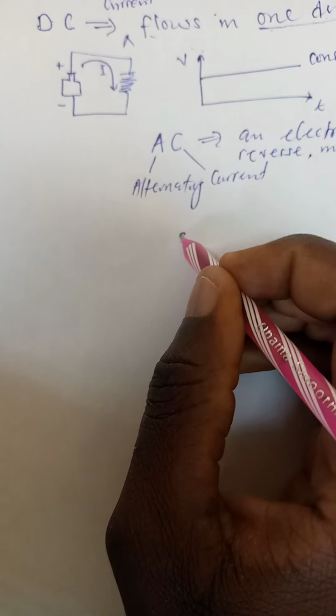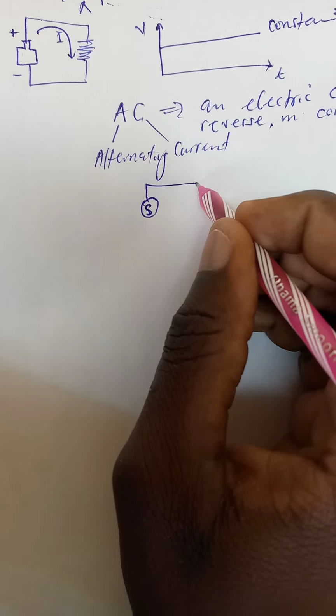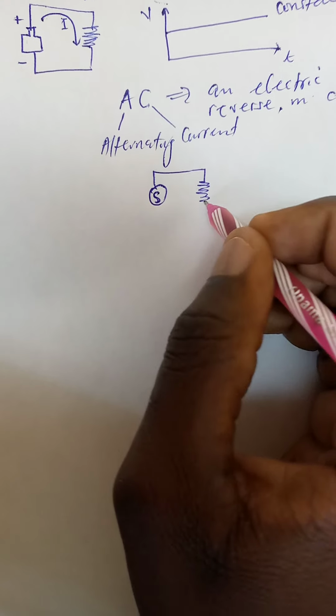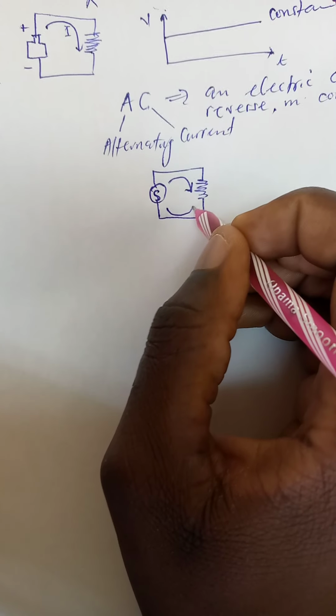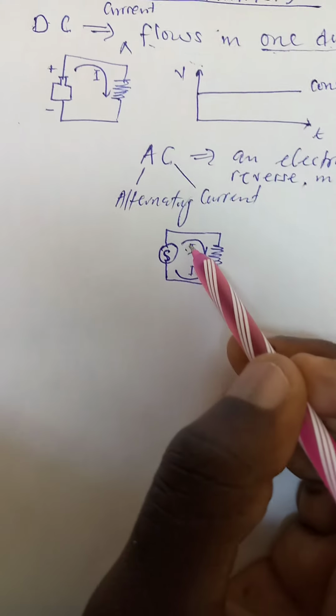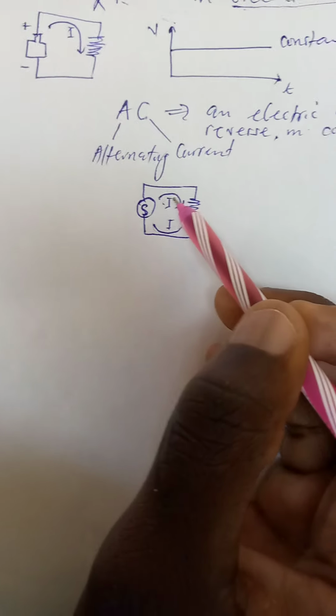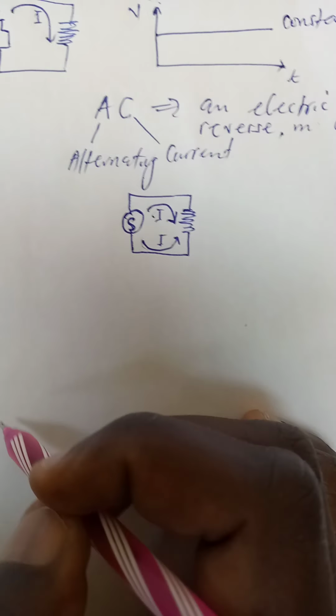This is a sample. For instance, we have this, and I connect this to, let's say, a resistance. In here, the current will move in this direction, and it will also move in this other direction. So this is my current, and this is my current. You have seen that the current is moving in this direction, and the other one is opposing. This is what we mean when we say current reverses itself.